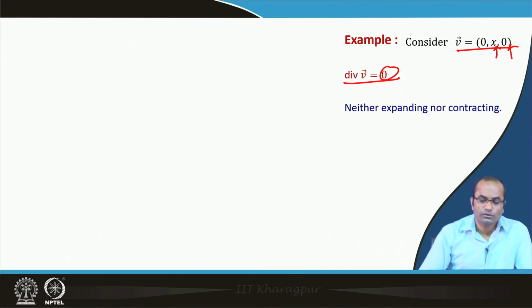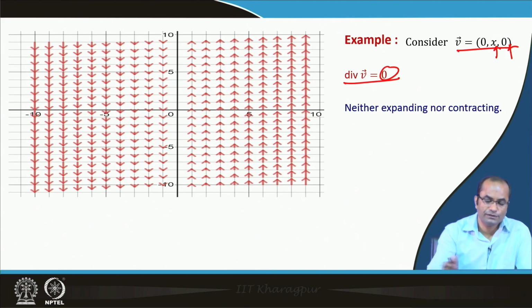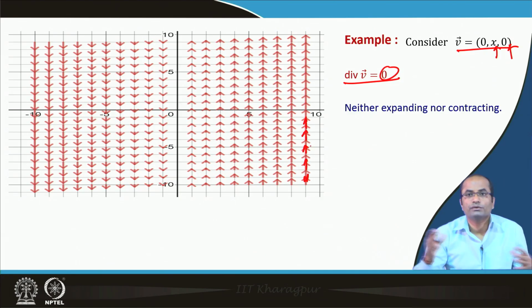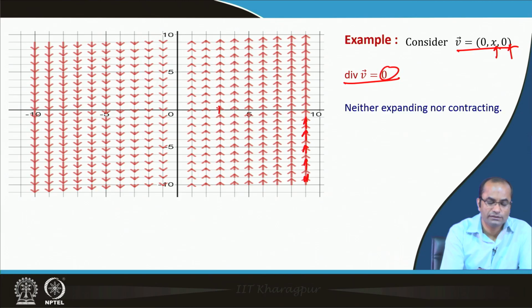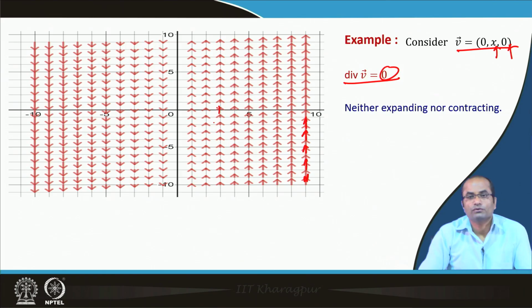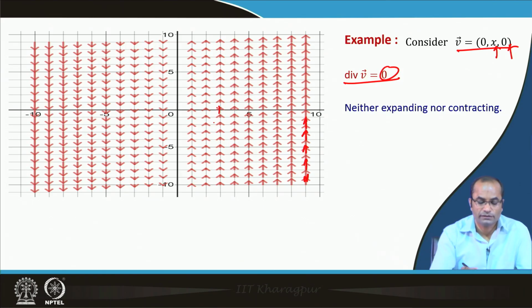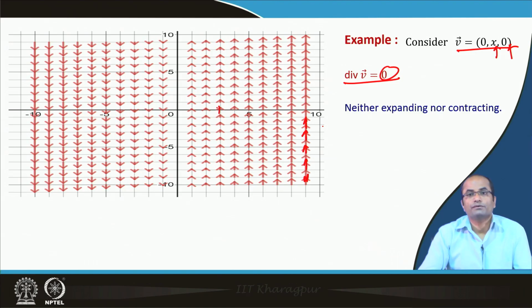This is what we should also see from the visualization. If we visualize this vector field, consider for instance some x here. The magnitude is the same, it is not increasing. Any value x we fix, in this direction there is a flow, but the magnitude is the same. So there is no tendency of the fluid to expand or contract. That is also clear from the visualization as compared to the earlier figure. It is clearly visible here that the divergence is 0.